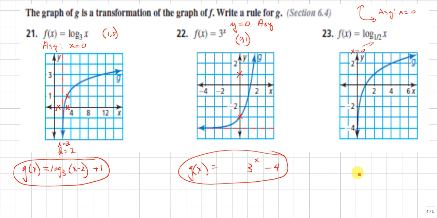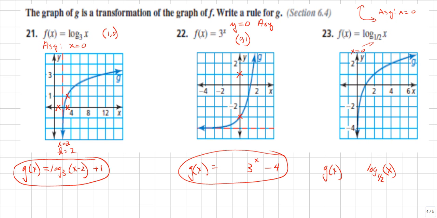So I'm going to go ahead and start putting my equation down here. So I know I've got log base 1/2 of x, and the x is not going to have any shift. So I'm going to go ahead and just put it in parentheses like that, so I know I'm done with the x as far as that's concerned.